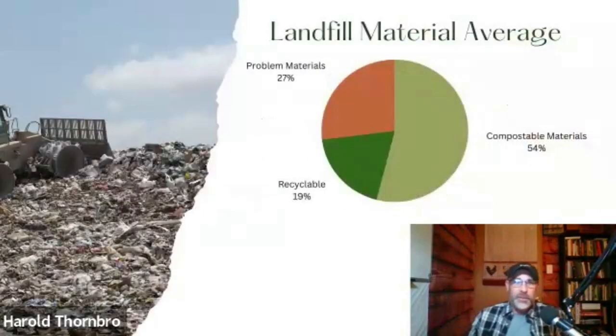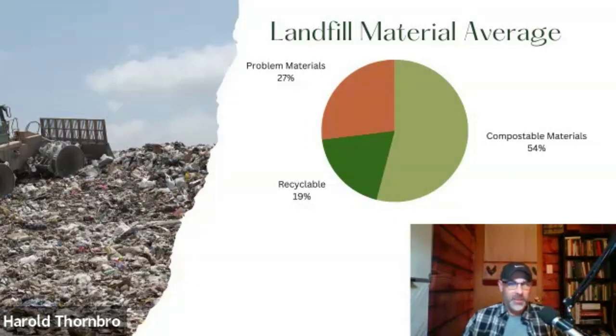But let's look at this first. I was telling you earlier about landfill material averages. I was looking this up on a few different websites. And this was interesting to me that 54% of what's in landfills is actually compostable material. That's kind of shocking. 19% is recyclable material and 27% are the problem materials. Wow. I mean, we could knock out 70% of the landfill by just recycling and having a compost pile. I mean, that's pretty amazing, really.